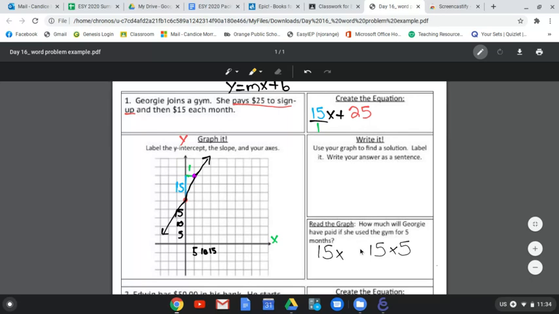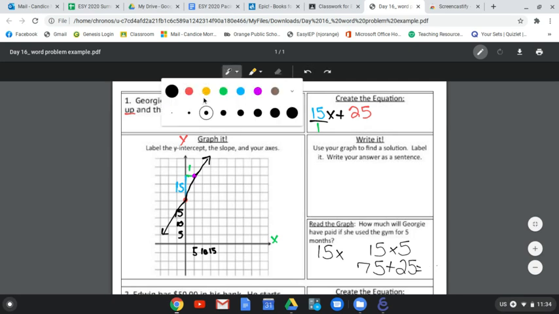So it says 75. So 15 times 5 is 75. And then all we're going to do is add our 25, which she had to pay at startup. So 25 plus 75, I already know what that answer is in my head. So she is going to pay a total of $100 for that. Let me change it to a different color so you can see that that's the answer.